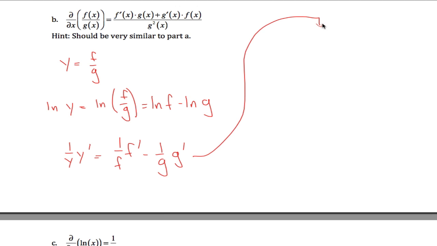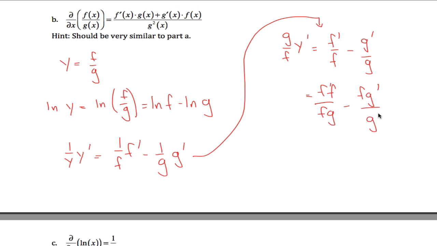Let's jump up top here. Y is equal to f over g, so 1 over y is g over f. So I have g over f times y prime is equal to f prime over f minus g prime over g. And now multiply both sides of the equation by the reciprocal here, so multiply by f divided by g. And what you get is f prime f divided by fg minus f g prime divided by g squared.